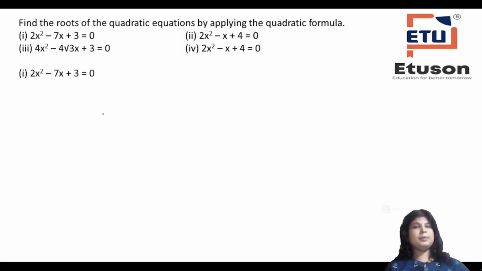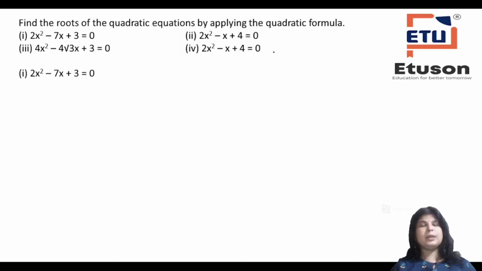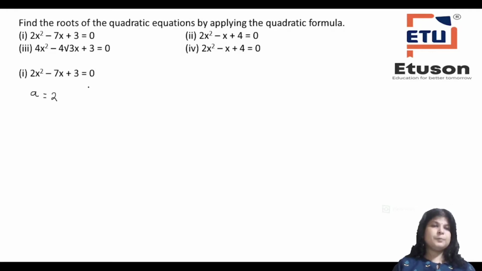There you did it by the method of completing the square. So here we are going to find the roots by the method of quadratic formula. For the quadratic formula, first you need to write down the coefficients. A is equal to 2 here, B is equal to minus 7 and C is equal to 3.